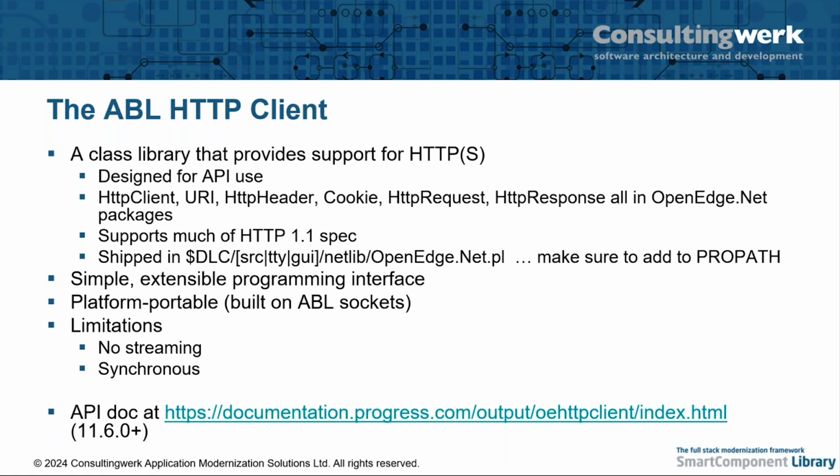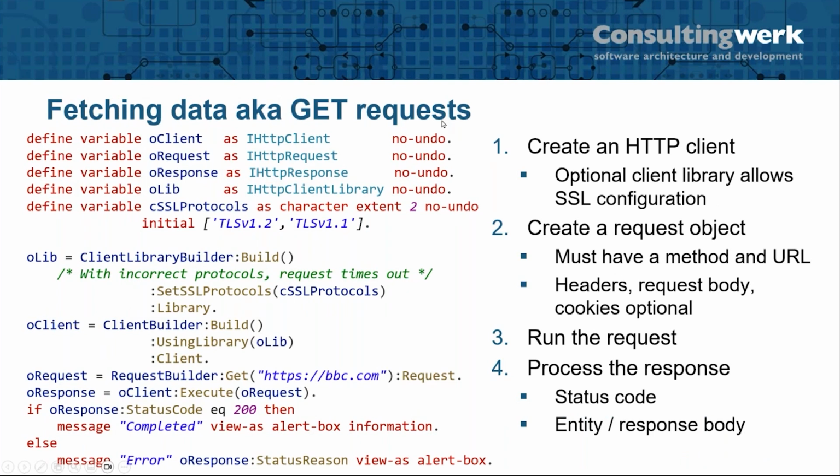It is platform portable, that means it runs on Windows and Linux. There are limitations. One is it's only for synchronous APIs or synchronous endpoints, and that means that when you make a request, the ABL execution waits there until a response comes back. And it doesn't support streaming protocols, which I think is not a big problem. I've never encountered the need in the ABL world, in the OpenEdge world, to do anything with streaming data via HTTP. Here's a sample procedure, and that's really the mother of all GET requests with the HTTP client.